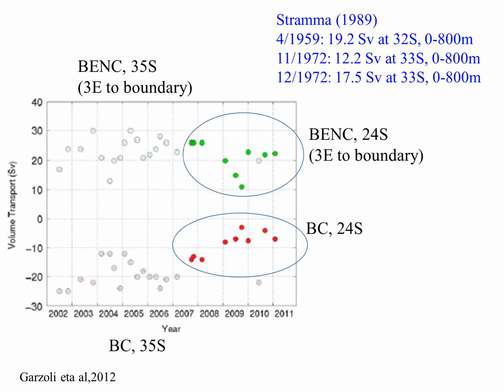So this is from the study by Silvia Gazzoli and others in 2012, showing the Brazil cone transport from the XPT sections. Over here, this is at 35 south, these dots, and these are at 24 south. And then up here is the Benguela cone. And then there are some estimates from Stromer in 1989 for 3 different cruises. They're also right in the ballpark here for 35 south, or close to 35 south, 32, 33.